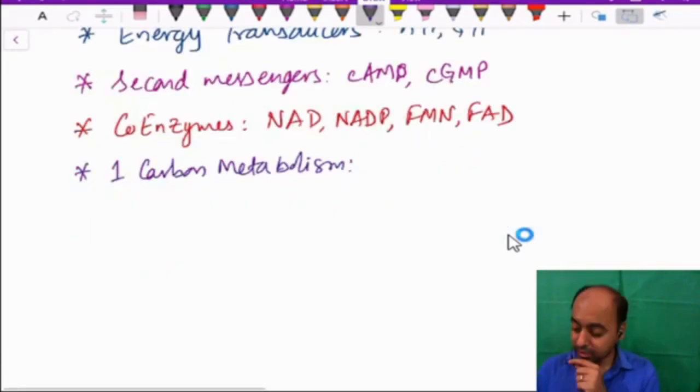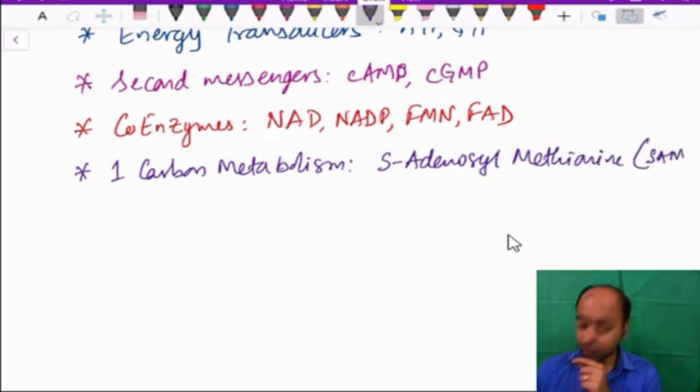The classical example being S-adenosyl methionine, commonly known by the name SAM.